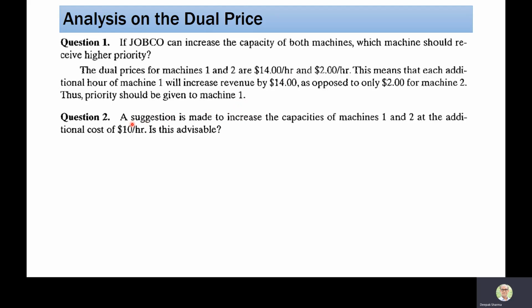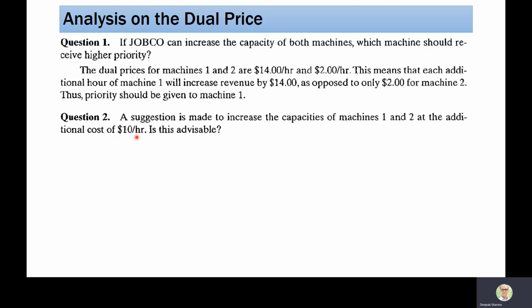Similarly, the same question can be asked in a different way. Suppose when we increase the capacity, we have to pay additional charges. Why? Because when we are working more than the capacity, we have to pay the operator, we pay for the electricity and other charges. So these are the additional charges per hour. So is this advisable? Should I change the capacity because it incurs some additional cost?